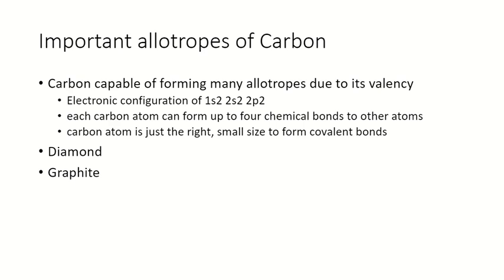So next I'll be going through the important allotropes of carbon. So carbon is capable of forming many allotropes due to its valency. So carbon has an electronic configuration of 1s2, 2s2, 2p2. So each carbon atom can form up to 4 chemical bonds to other atoms. The carbon atom is just the right small size to form covalent bonds, which explains why it is capable of forming many allotropes. So the allotropes I'll be going through will be diamond and graphite.